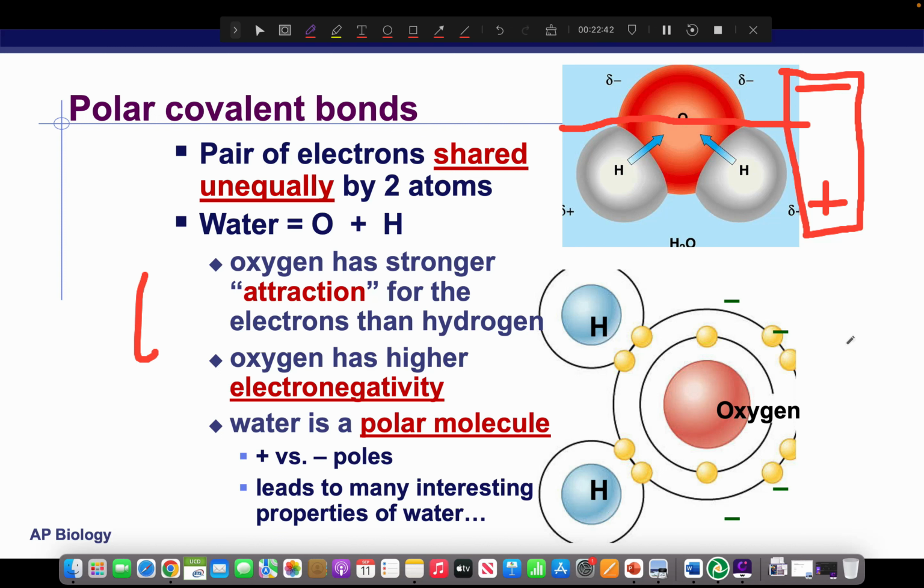Because water is a polar molecule, and there are many other examples of polar molecules, it will have many interesting properties that are important for why it is necessary for all life that we know of. And talking more about those properties is going to be the center of our discussion next time.